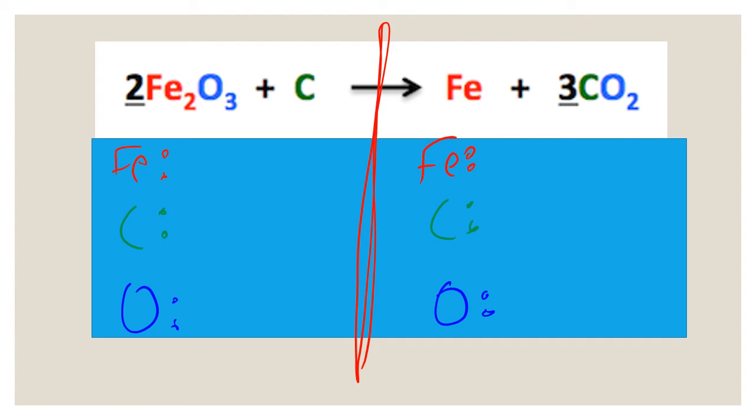Looking at the iron, we do have a subscript, but you also have a coefficient. It means of these molecules, you're going to have 2 of them total, so we can take the 2 for Fe, multiply it by 2, and we get 4.